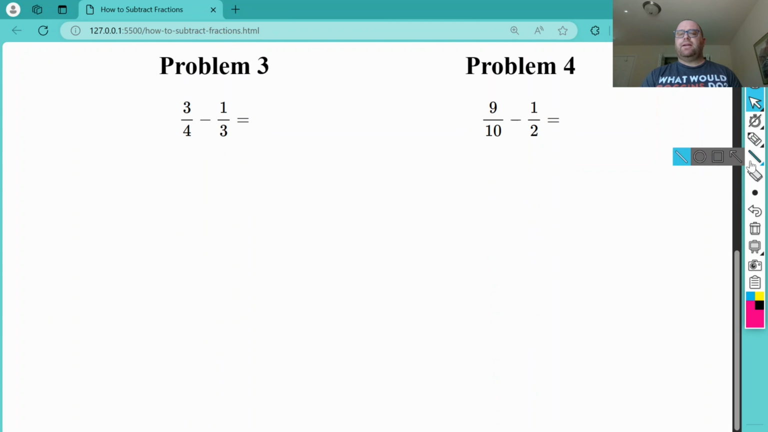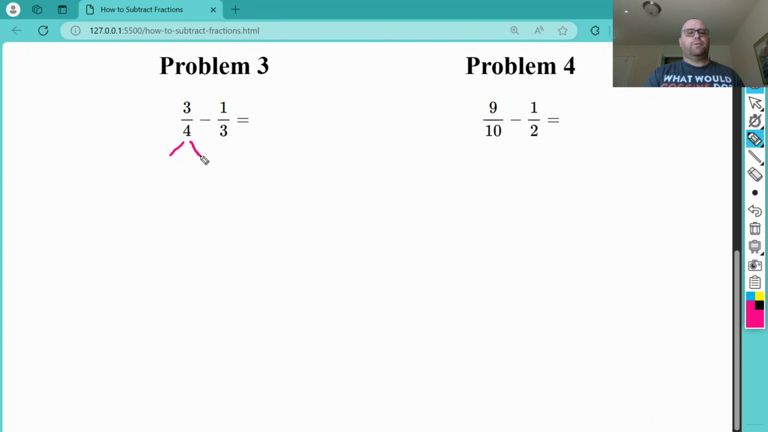All right, let's take a look at problem 3. So in problem 3, we have 3/4 minus 1/3. And what you might want to do right now is pause the video, try these problems out yourself, and see if you get the same solution as I do. Okay, so now you'll notice that the denominators in the fractions are not the same. So we have to figure out the least common denominator.